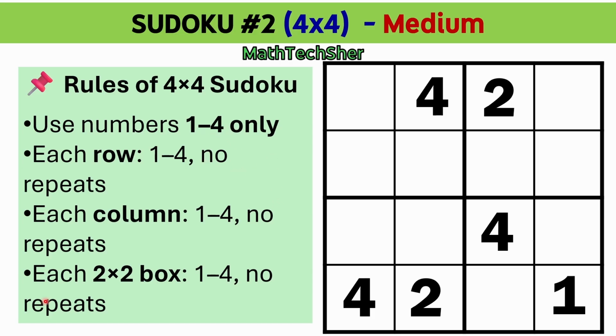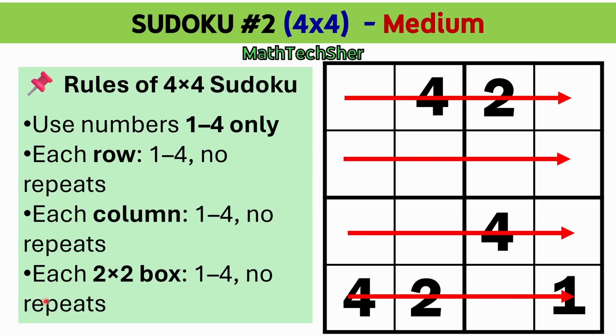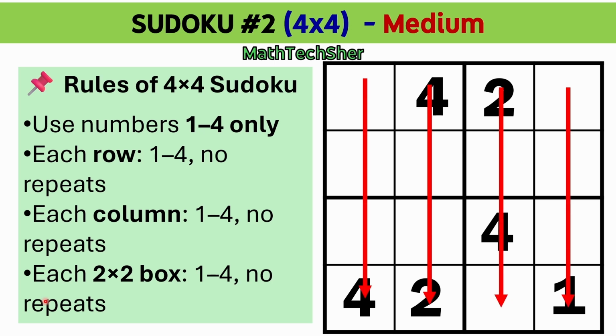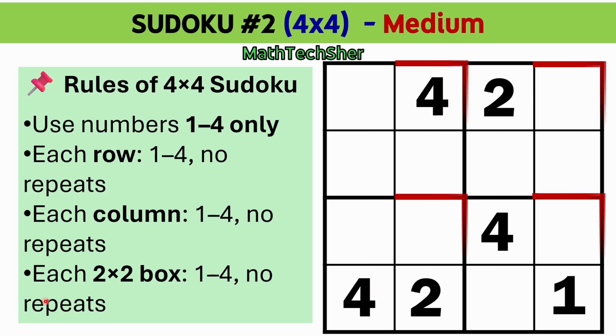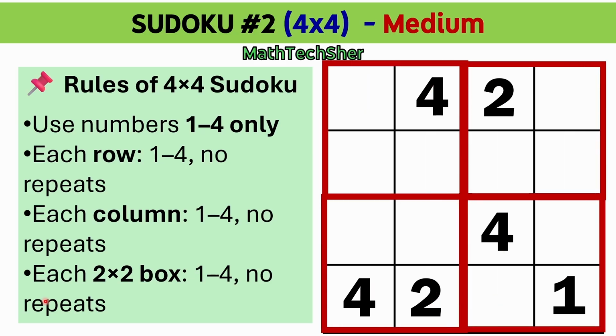Let's go! First, let's quickly remember the rules of a 4x4 Sudoku. We only use numbers 1 to 4. Each row must have 1, 2, 3, and 4 with no repeats. Each column must have 1, 2, 3, and 4 with no repeats. And each 2 by 2 box must also contain 1, 2, 3, and 4 with no repeats.